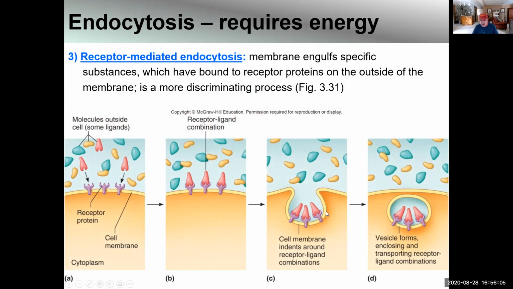And now we have that invagination, the formation of a vesicle, but that vesicle is carrying a specific special cargo. Again, from the outside of the cell to the inside of the cell, whose specificity was determined by the shape of the receptors, which are proteins that are facing the outside of the cell.